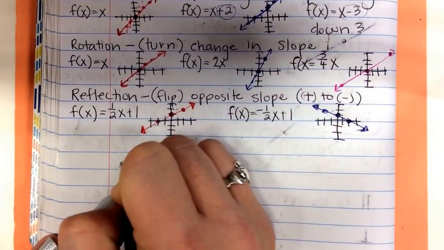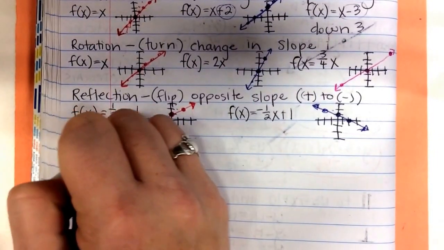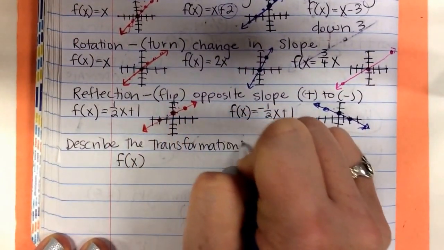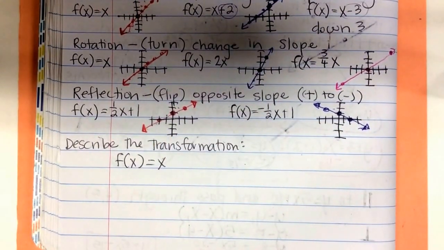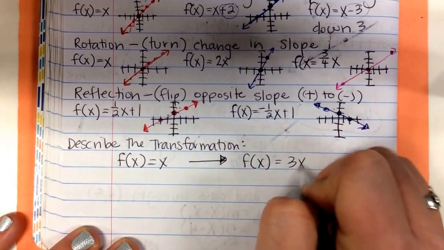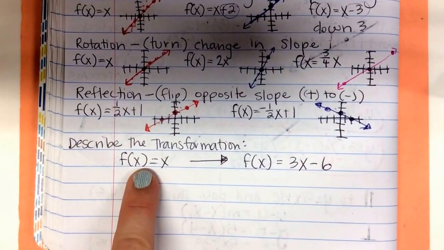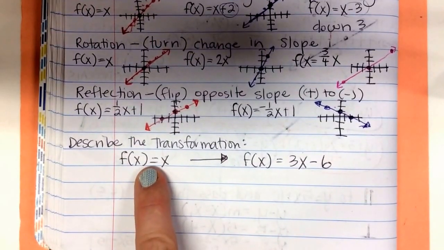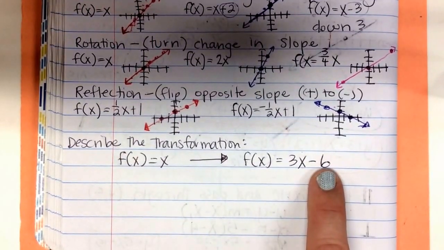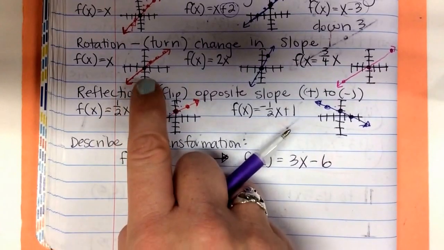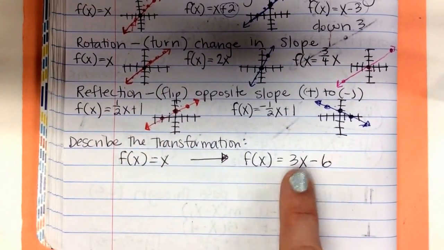All right, can you tell me from this parent function, describe the transformation? Our answer, our change, is going to be this. This is where we begin, and this is what happens. What happens to that graph? From here to here, what do you change? This is where we start, so this is our parent function, and this is our final function. What happens?